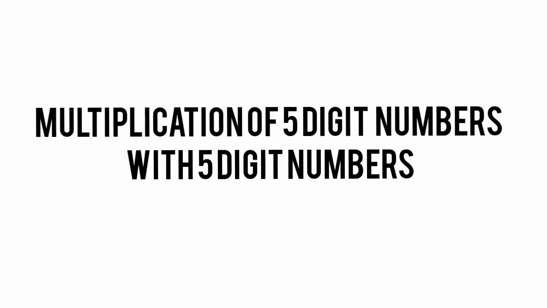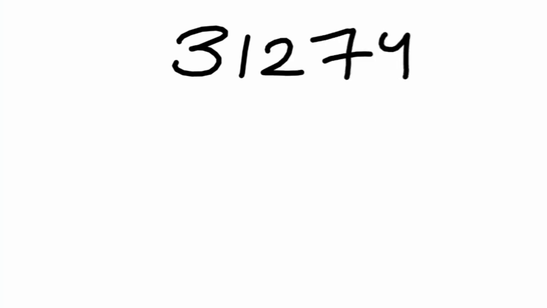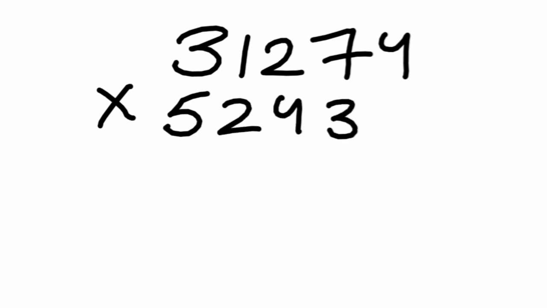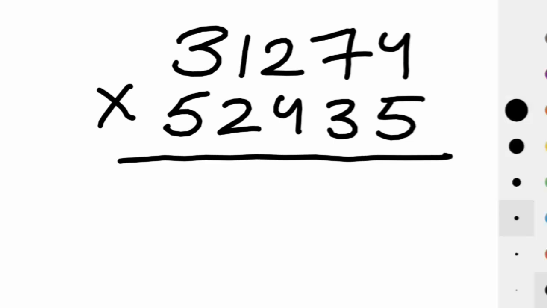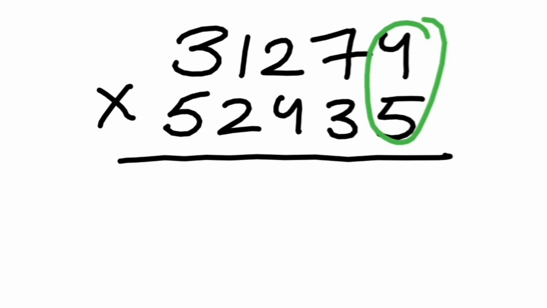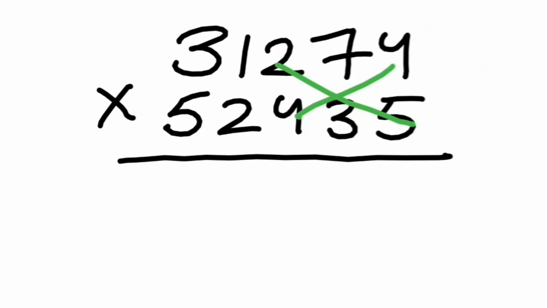Now I will show you how to multiply 5-digit numbers with 5-digit numbers. For example, we need to multiply 3124 with 52435. Here again we need to follow the same steps. We need to multiply these two. We will get 20. 0 will be the ones digit. 2 will be carried. Then again we will multiply these two. Then these and these. We will add the sum.